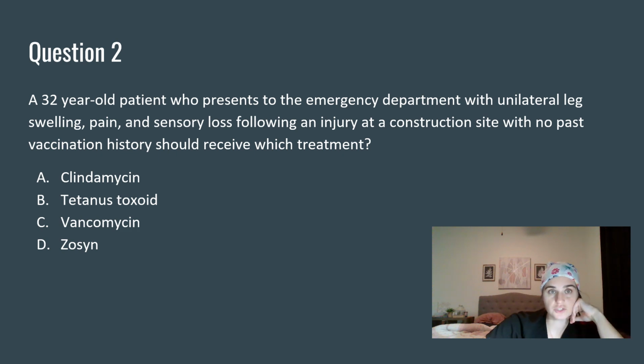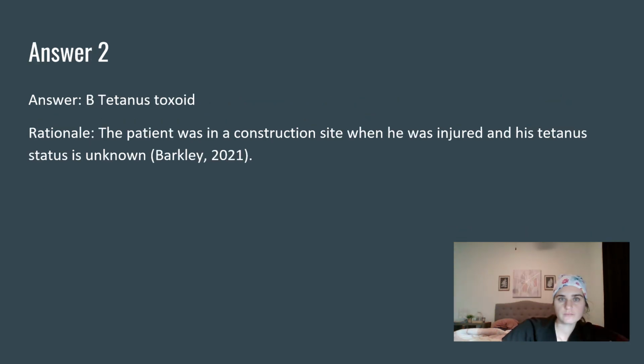So question 2 says, a 32-year-old patient who presents to the emergency department with unilateral leg swelling, pain, and sensory loss following an injury at a construction site with no past vaccination history should receive which treatment? A. Clindamycin. B. Tetanus toxoid. C. Vancomycin. Or D. Zosyn. The answer was B, a tetanus shot, because the patient got hurt in a construction site, and his vaccination status is unknown.